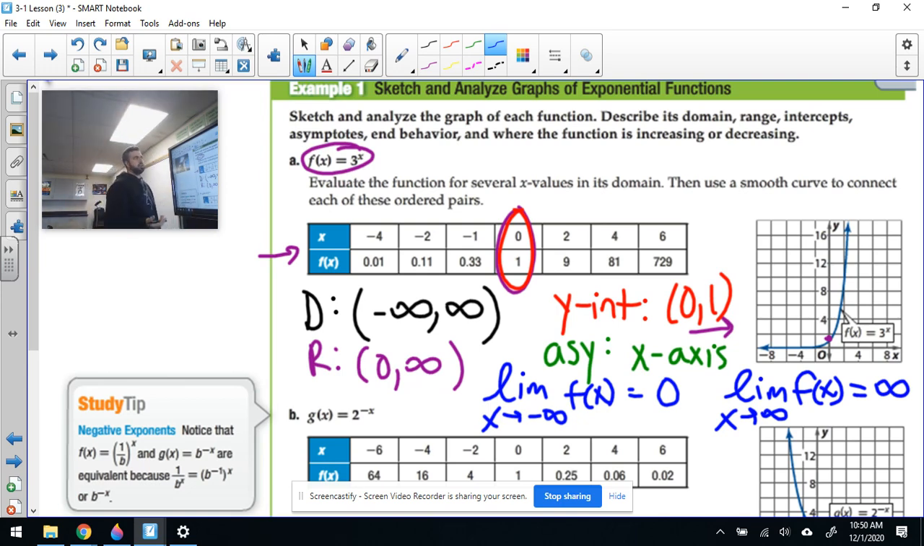Okay? And then increasing or decreasing. This one is always increasing, right? And I'm not even going to write that, but you'll see if you think of it as your little roller coaster guy, he's going up the whole time.